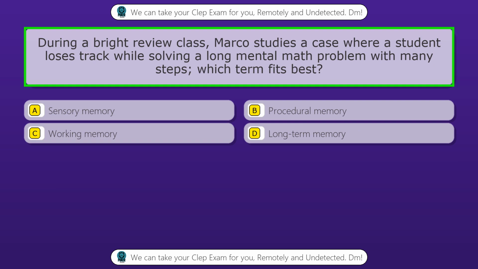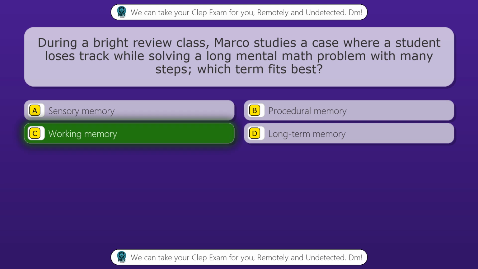Question 34. During a Bright Review class, Marco studies a case where a student loses track while solving a long mental math problem with many steps. Which term fits best? Option A, sensory memory. Option B, procedural memory. Option C, working memory. Option D, long-term memory. The correct answer is option C, working memory.